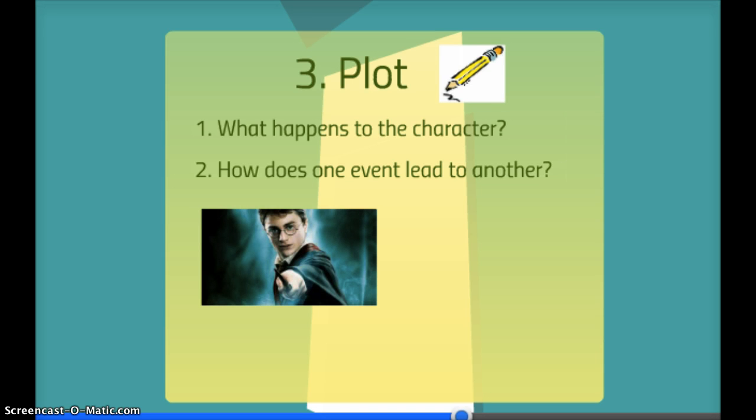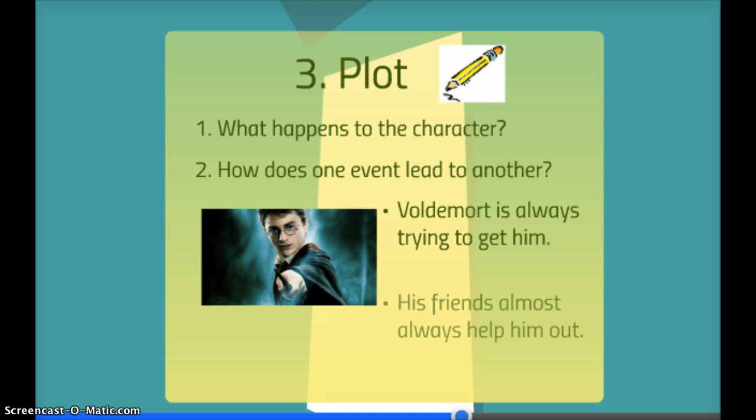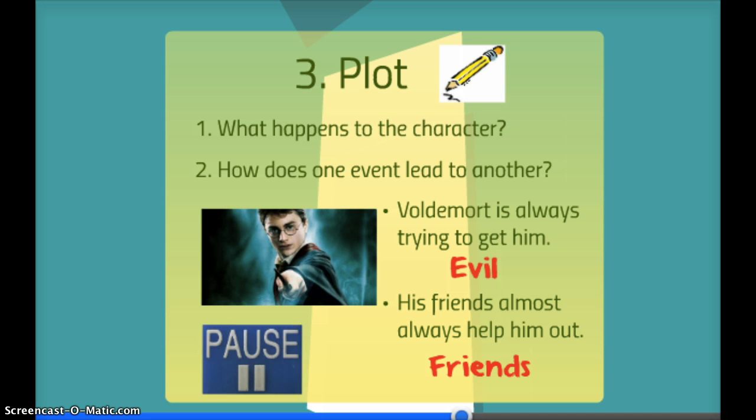For example, take Harry Potter. Voldemort is always trying to get him, but in the end he doesn't win. Okay? And Harry Potter's friends almost always help him out. Well, that might lead us to some subjects that would lead us to some themes. So maybe the theme is something to do with evil, because Voldemort is there and is trying to get Harry. There must be something related to evil that could be a theme. The other one, maybe there's a theme about friendship and friends, because his friends are almost always there to help him out. Okay, pause and write down how plot can point us in the direction of what the theme is.